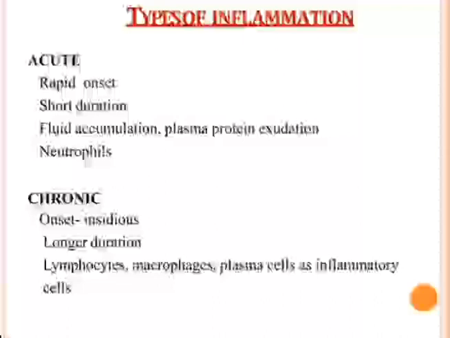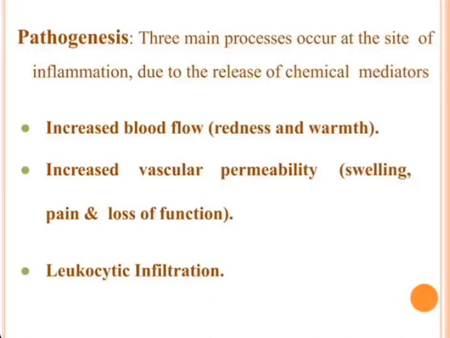Types of inflammation. In acute inflammation, there is rapid onset, short duration, fluid accumulation, plasma protein exudation and neutrophils. Under chronic inflammation, the onset is insidious. It may take a longer duration and has lymphocytes, macrophages and plasma cells as the inflammatory cells.